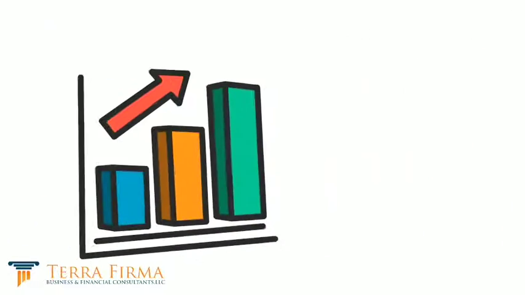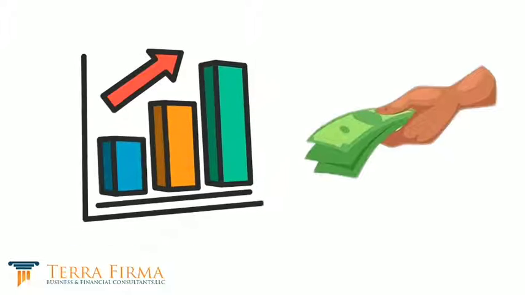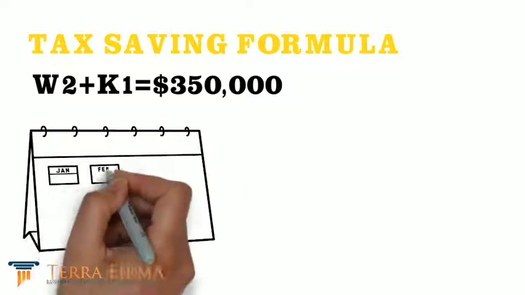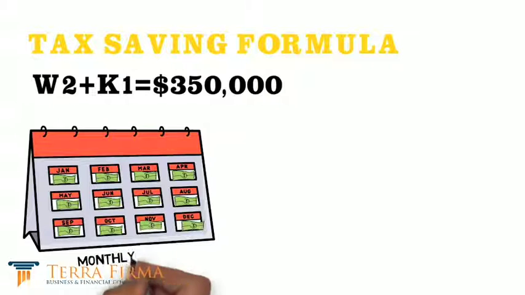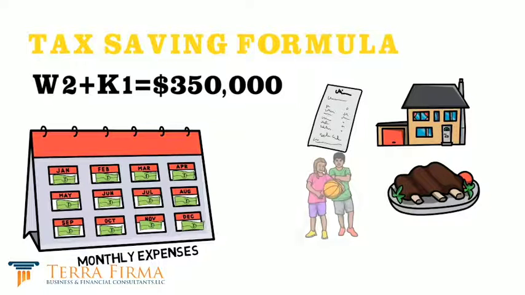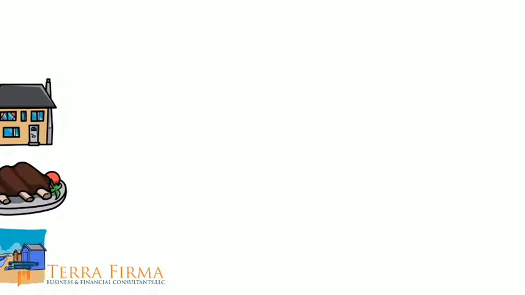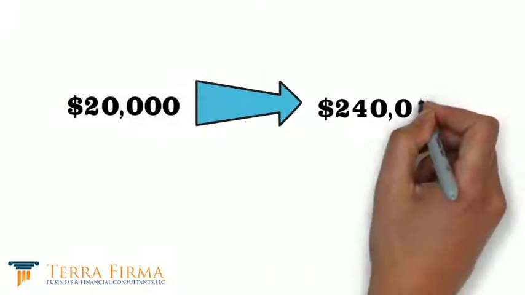So what we need to do is look at an example of how we are overpaying in taxes and what that looks like. So we developed what we call the tax savings formula. If you add your income, your W-2 and your K-1, let's say it's $350,000 as our example. You have personal expenses. Really what we ask people is if you were to guesstimate your monthly expenses, mortgage, utilities, food, kids' activities, little weekend getaways with the significant other, what would that be on a monthly basis? Let's say in this scenario it's $20,000, which ends up being $240,000.